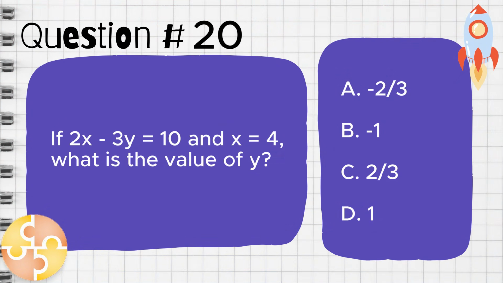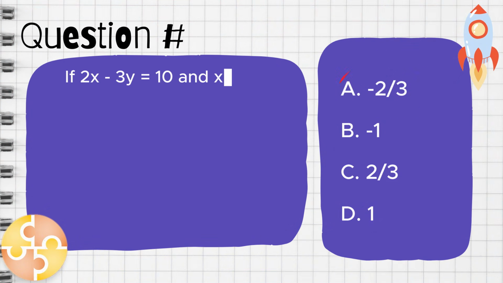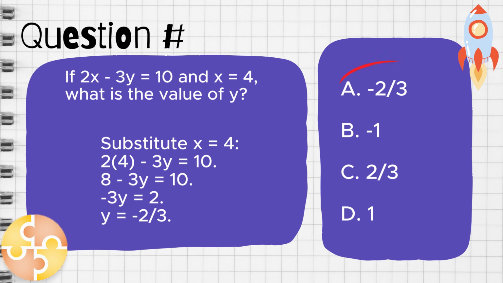Time's up. The correct option is A. -2 over 3. Here's why. Substitute x equals 4 to get 2 times 4 minus 3y equals 10. 8 minus 3y equals 10. -3y equals 2. Y equals -2/3.